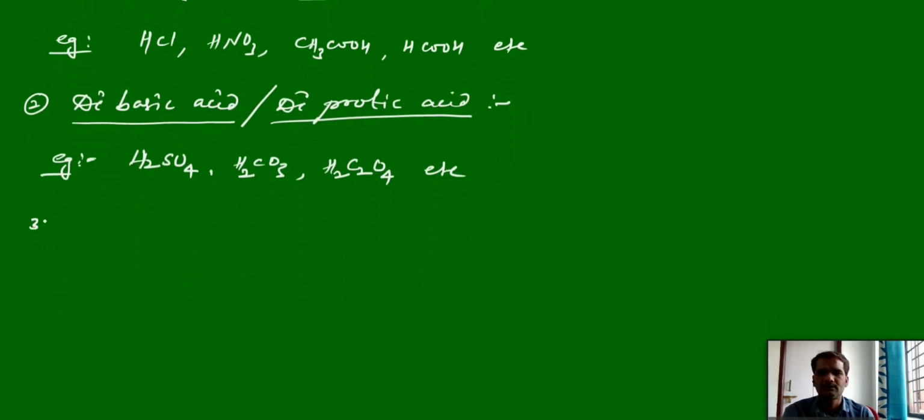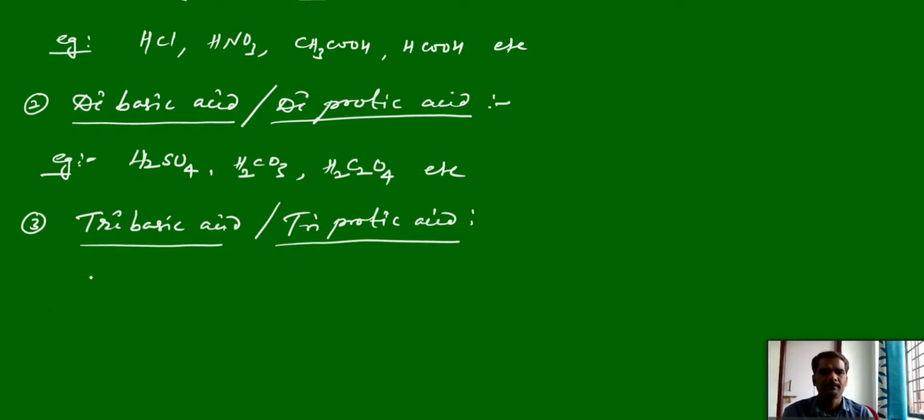Next, third one, triprotic acids or tribasic, or triprotic. The acid which can replace 3 protons, which can give 3 protons. What is the example in here? H3PO4. We can take phosphoric acid, H3PO4.